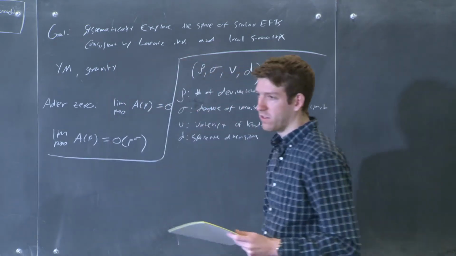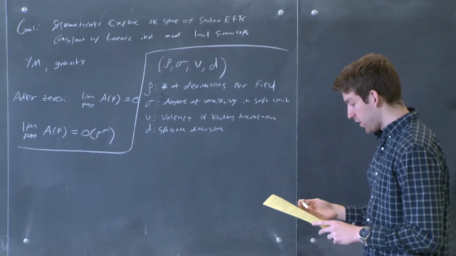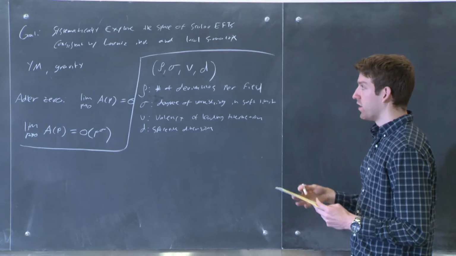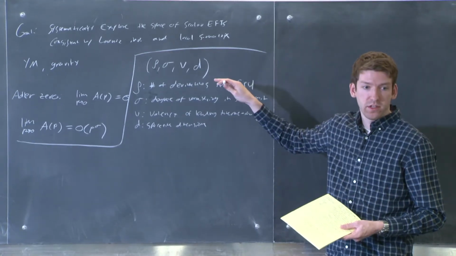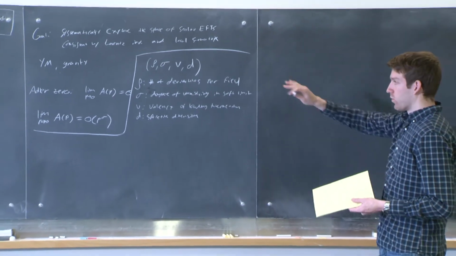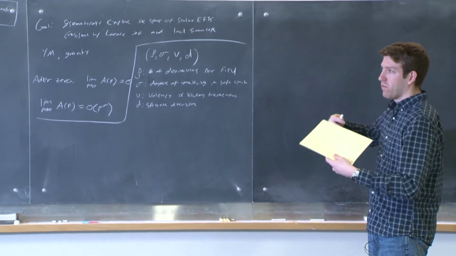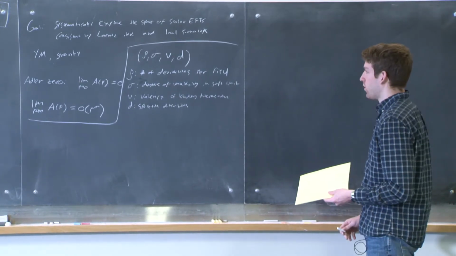So rho is a positive rational number. The rest are positive integers. And so we're going to take a bottom-up approach where we declare a tuple of these numbers. When we declare a tuple of these numbers, we're going to try to find a theory which could exist with those parameters.